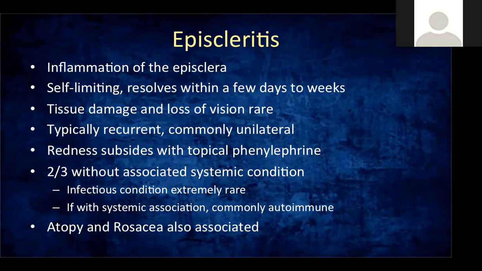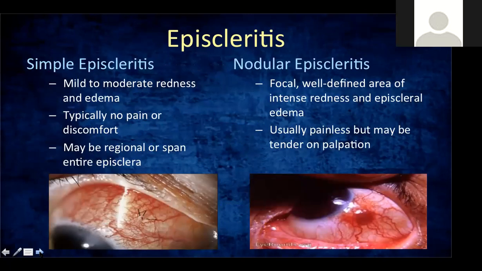Okay. So 2/3 of those with episcleritis have no associated systemic condition. The 1/3 that may have are usually infectious in etiology or inflammatory or autoimmune. So yung mga rheumatoid arthritis, pwede rin makita nito. A history of atopy and rosacea may also be associated with your episcleritis. There are different types of episcleritis. The more common ones are your simple and your nodular.